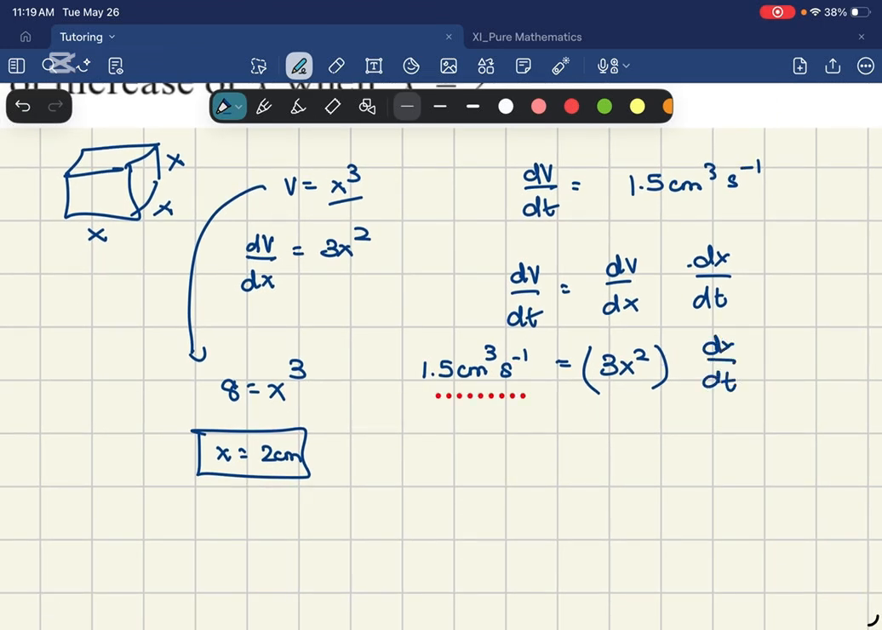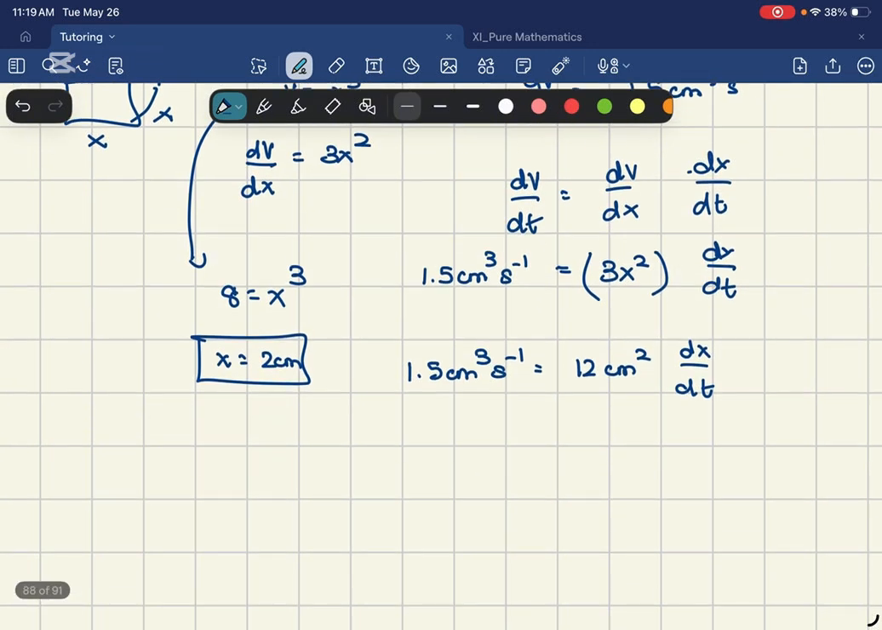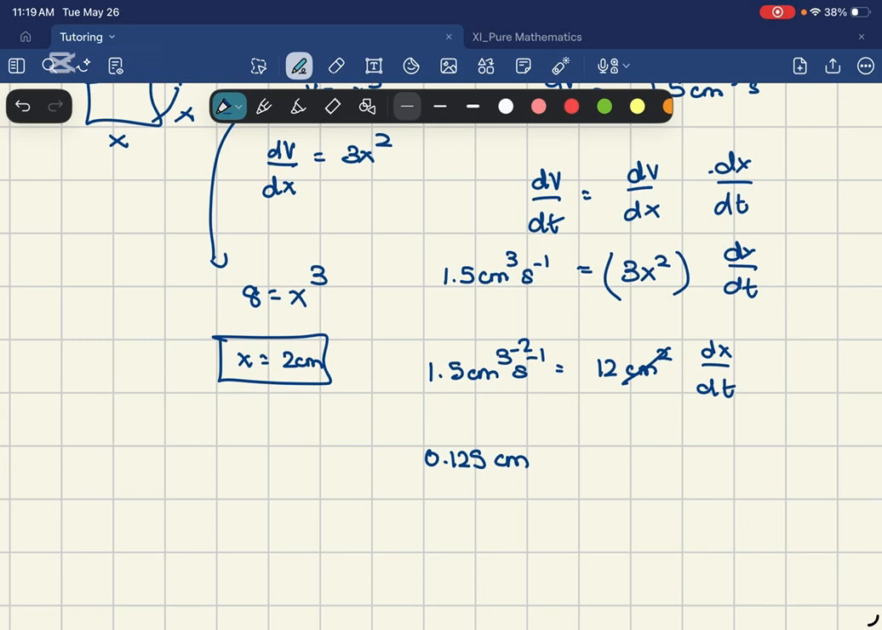Now let's substitute x is 2 centimeters. And if I substitute here, I get 12 centimeters squared dx by dt, right? 2 centimeters, I substitute, I get 4 centimeters squared. So I get this expression. And now 1.5 divided by 12, that is going to give me 0.125. I have centimeters squared. You do minus 2 on this side if you divide by centimeter squared. That is a way to think about units. Probably not mathematically correct, but it helps. And that is dx by dt. And we are done. That is your answer.